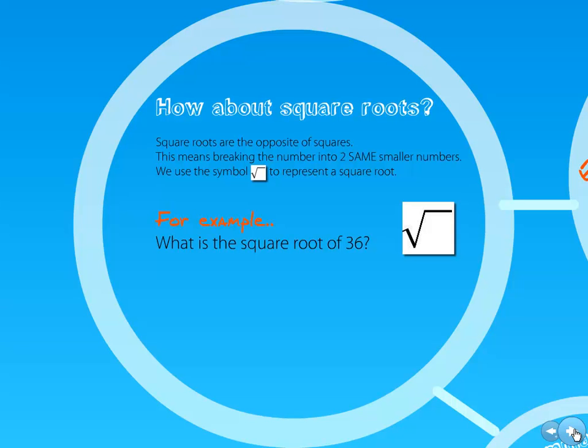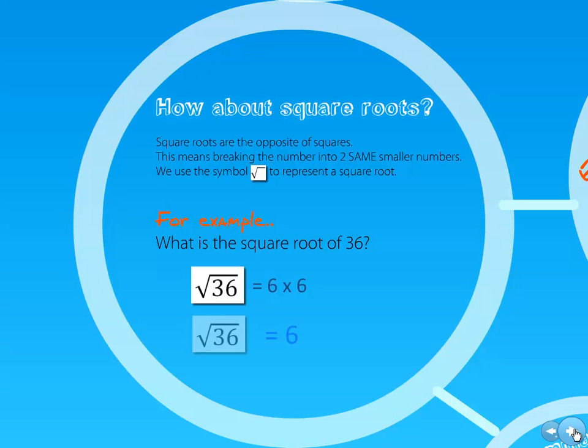Example, what is the square root of 36? So this time, we want to break our number 36 into two of the same numbers. And just like before, you should be able to do this in your head. 36 is equal to 6 times 6. So therefore, the square root of 36 is equal to 6.